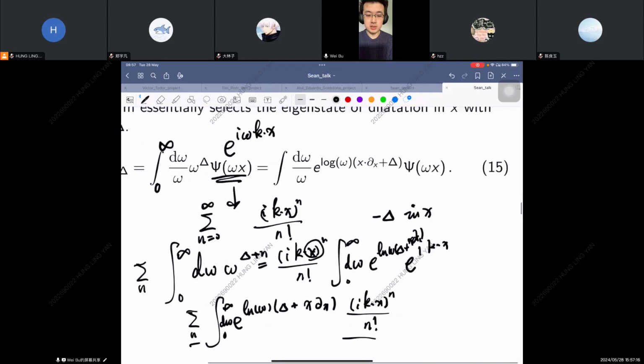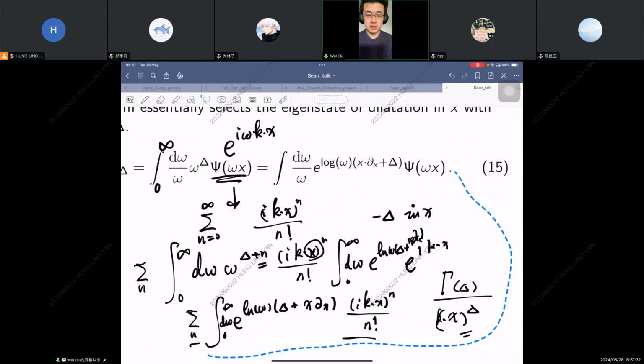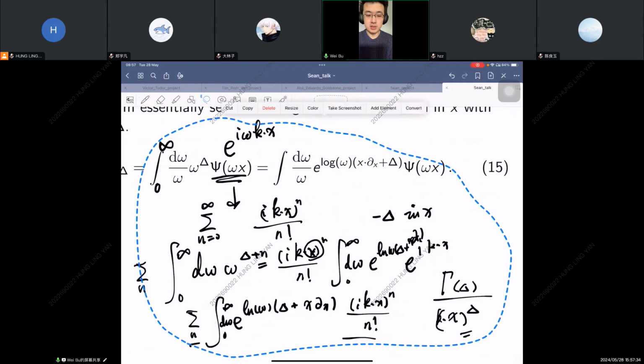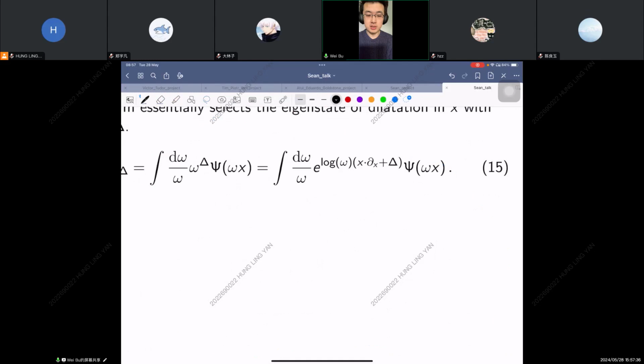And that's indeed what was happening. We saw that for momentum eigenstate, you'll get things like (k dot x) to the minus delta times gamma of delta. There it is indeed selecting an eigenstate that scales in x like x to the minus delta. So this is a definition for on-shell state, which we interpreted in a slightly different way.